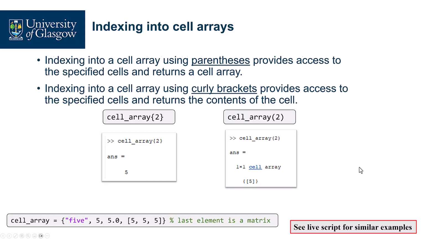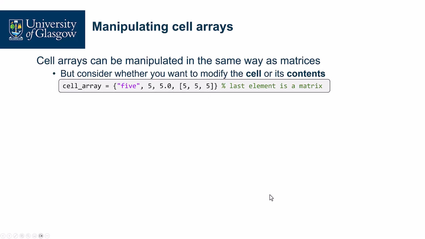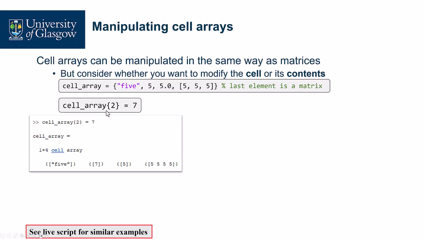Next we will talk about how to manipulate cell arrays. Here is the previous cell array that we have defined. Now I want to change the second element from 5 to 7. What shall I do? I can write cell array curly braces 2 equals 7. When we use curly braces, the second element is the content, and the content we replace by 7. You can see this succeeded. The second element of the 1 by 4 array changed from 5 to 7. 5 is here, 7 is here.